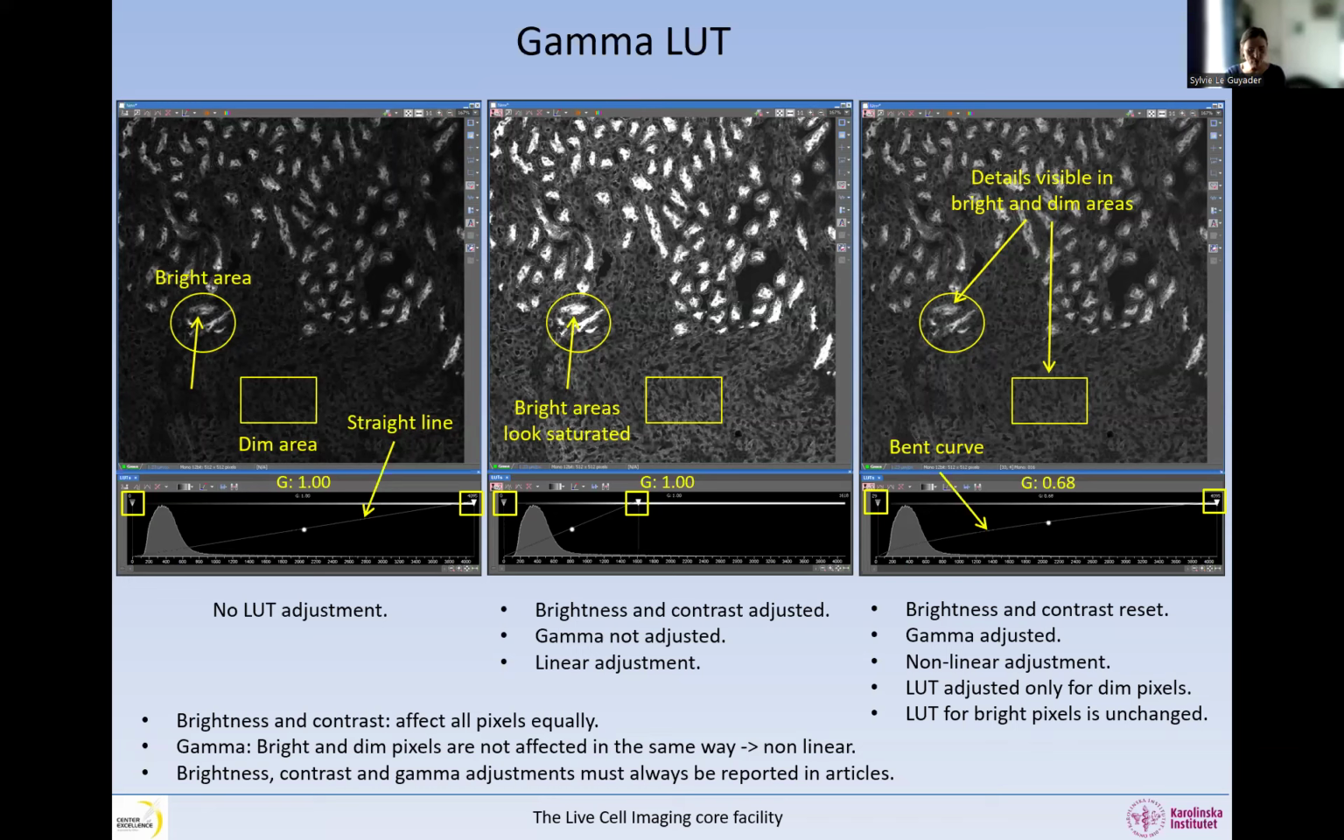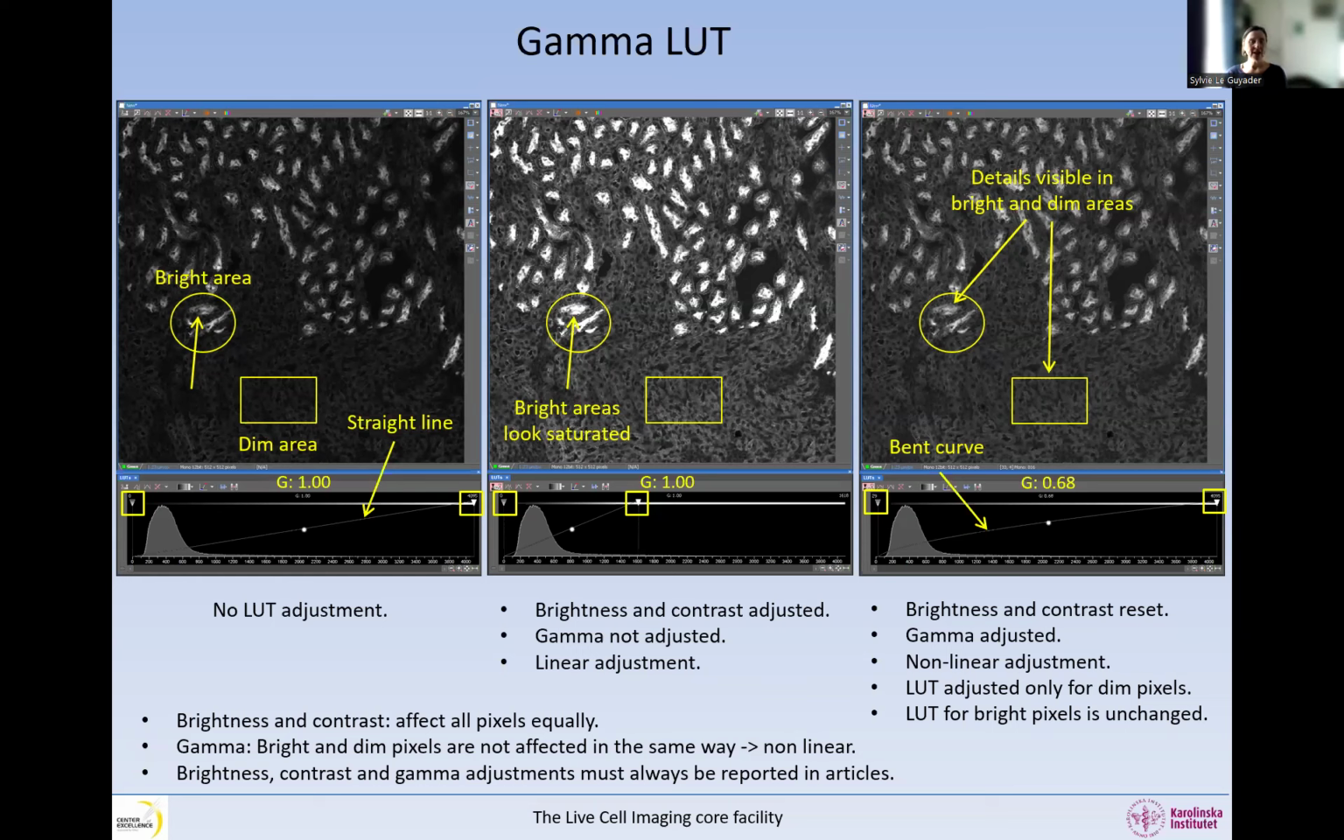So yeah, you want to avoid saturation. If you have bright and dim areas, if you find it difficult to have enough details in the dim areas without saturating the bright areas, you should change the bit depth. You should go to a higher bit depth and use 16 bits, okay, so that you can acquire many intensity levels without saturation.